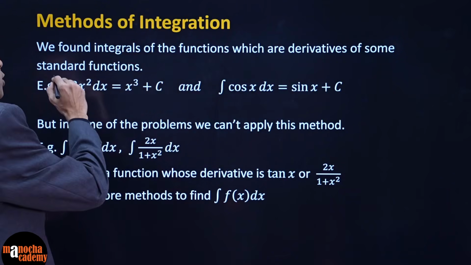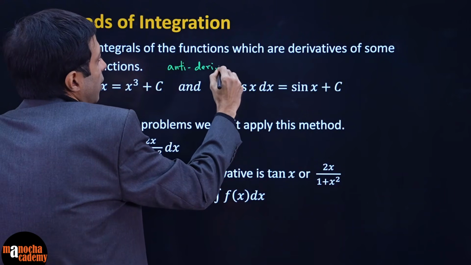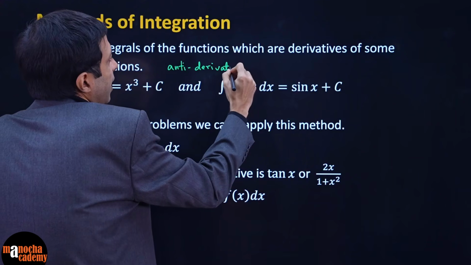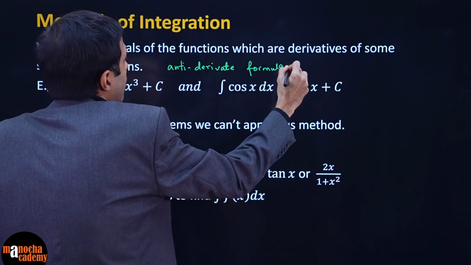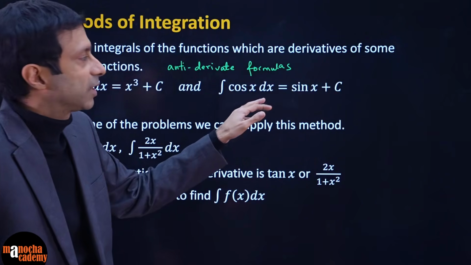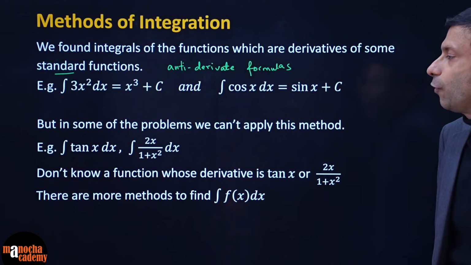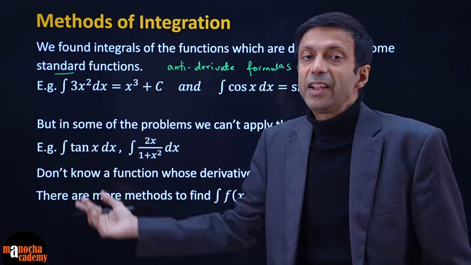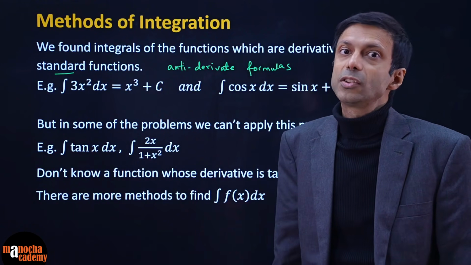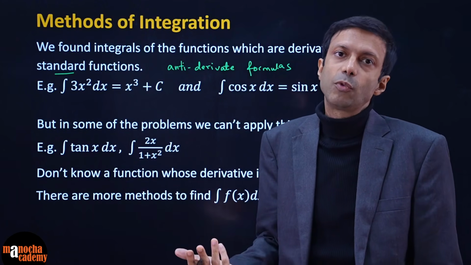Using the standard functions, we have basically used the antiderivative formulas, the inverse of the derivative formulas. So we have done simple questions like integration of 3x square will be x cube, or integration of cos x will be sin x, and so on. But sometimes, like we saw, if you get integration of tan x or tan square x we could still convert it, but integration of tan x, sin x by cos x, what will you do there?